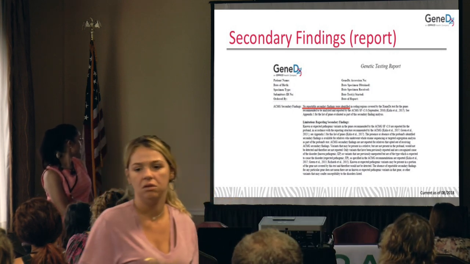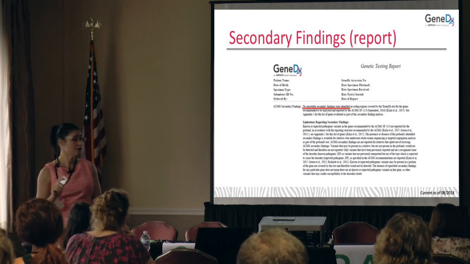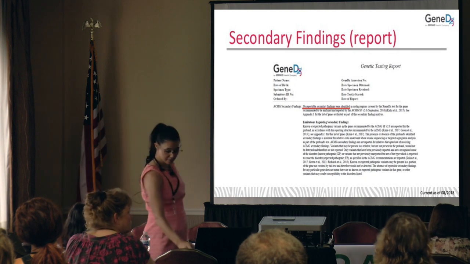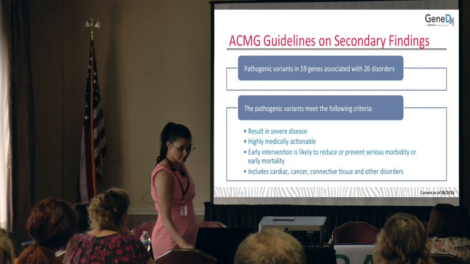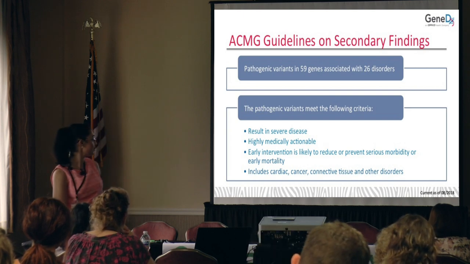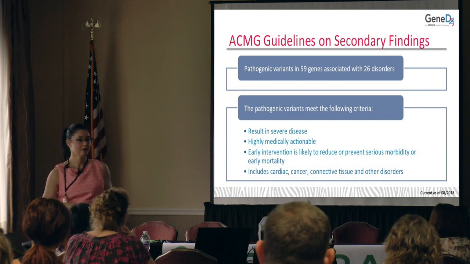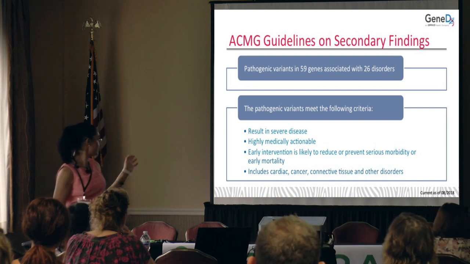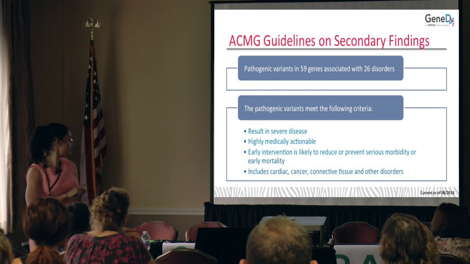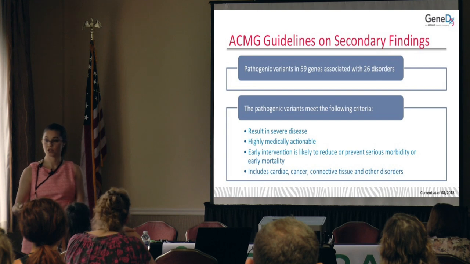Now, you might see on the report something about secondary findings. The American College of Medical Genetics and Genomics has recommended that for 59 genes, if we find an important variant in those, we have to tell you as a lab. That you have to be told. The reason they said that is because these genes can cause severe disease, and there are medical ways that the risks can be reduced before the disease happens, so you deserve to know.